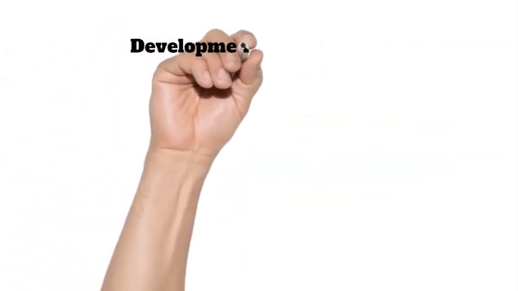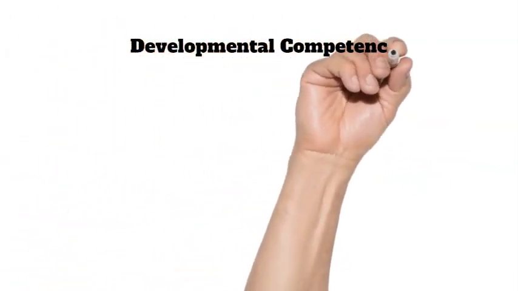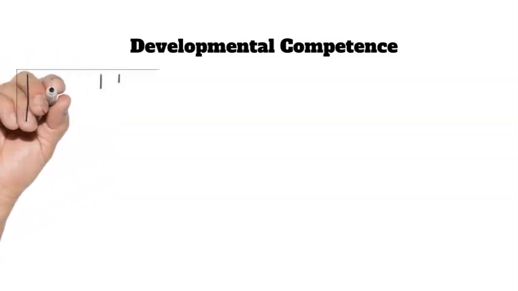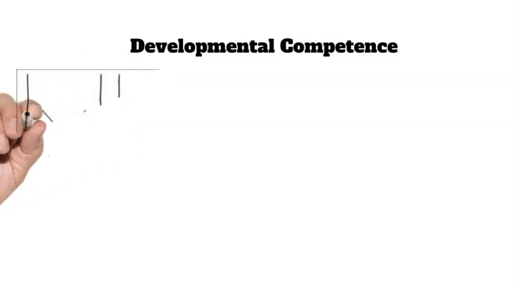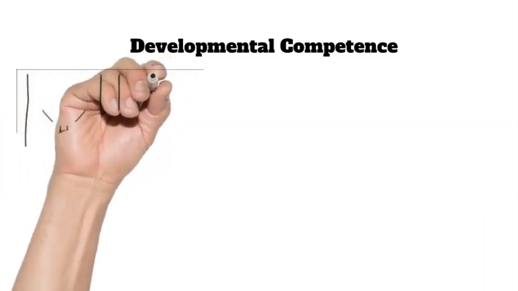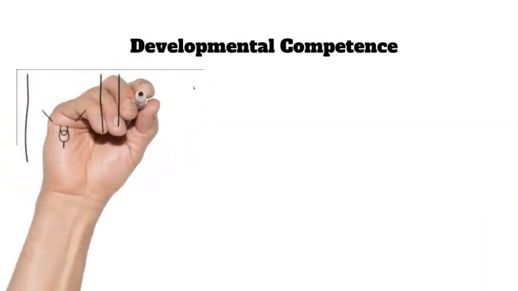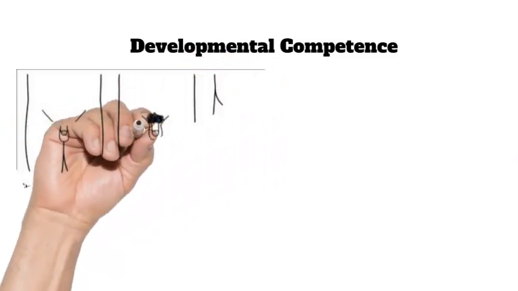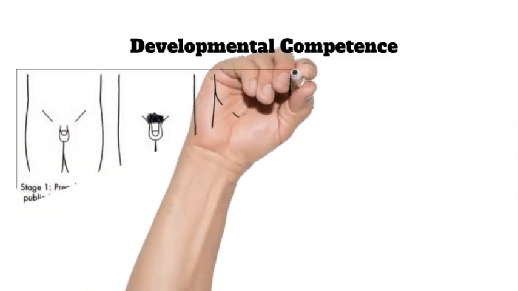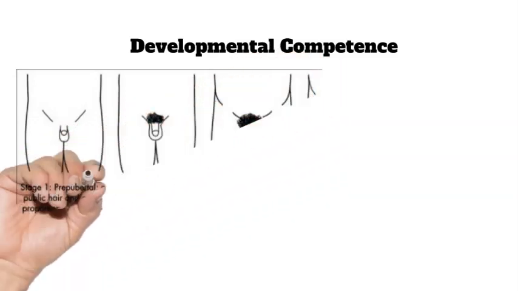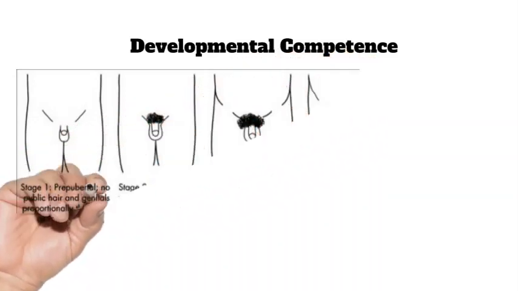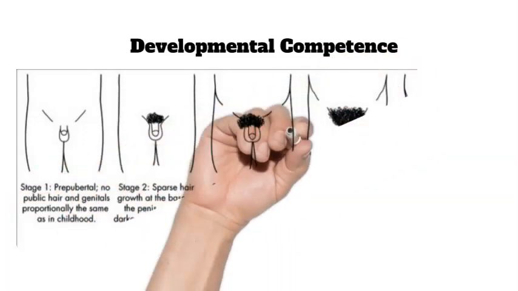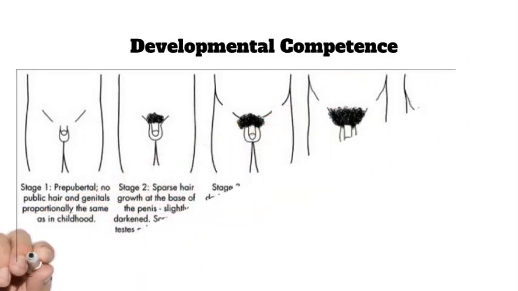Developmental competence. Infants: during infancy, the penis and scrotum should be examined for any abnormalities in shape, size, or color. The foreskin should be checked for completeness, and the testes should be descended and palpable in the scrotum. Adolescence: during adolescence, male sexual development occurs. Assessments should include examination of the penis, testes, and scrotum for any abnormalities in shape, size, or color. The adolescent should be asked about any pain, discharge, or difficulty urinating.